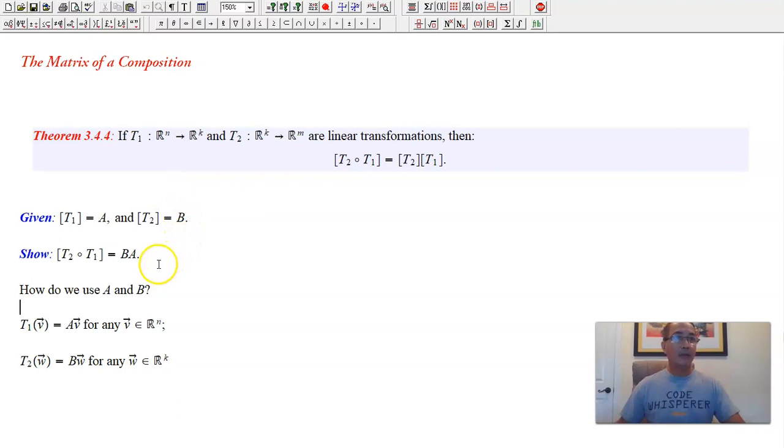So how are we going to show this? Well, first let's start with recalling how we use these two individual matrices. How do you compute T1 of v? Multiply v by A for any vector v from the domain of T1, which is Rn. Similarly, if you want T2 of w, you multiply w by B for any w in the domain of T2, which is Rk. So we're going to use that to prove what we want, that the matrix of the composition is simply B times A in that order.